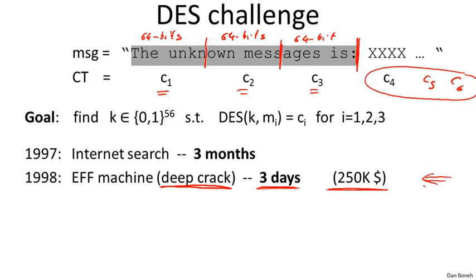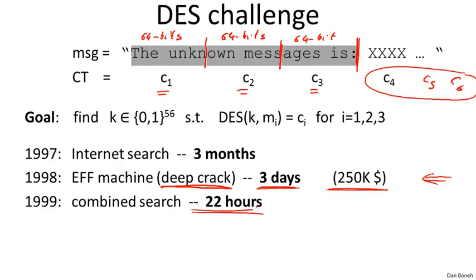The next thing that happened is in 1999, RSA issued another challenge, and they said, well, you got to solve it in half the time of the previous solution. And so using both Deep Crack and the internet search together, they were able to break DES in 22 hours. So the bottom line here is essentially DES is completely dead. Essentially, if you forget or you lose your DES 56-bit key, don't worry. Within 22 hours, you can actually recover it. And in fact, anyone can recover it. And so DES essentially is dead and no longer secure.